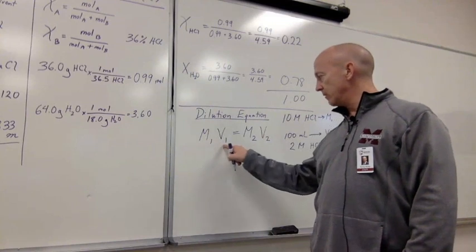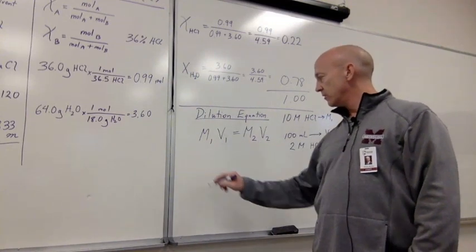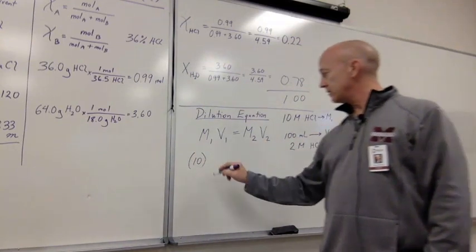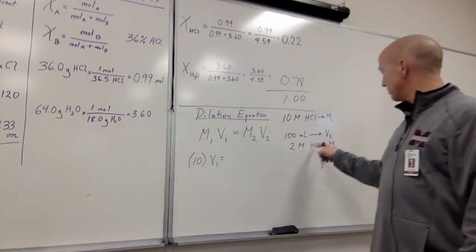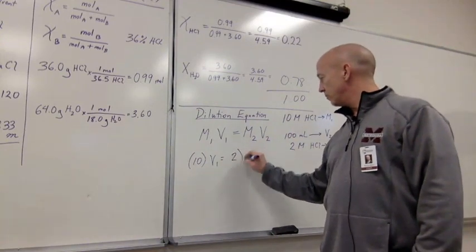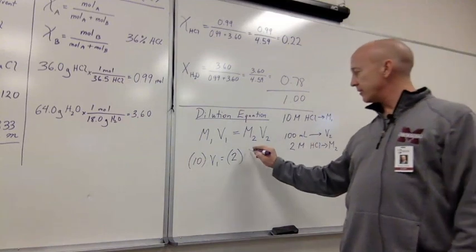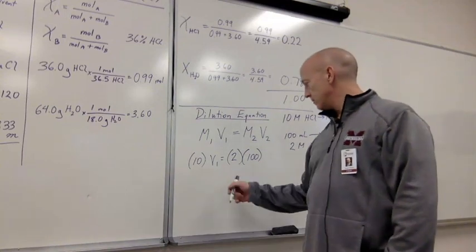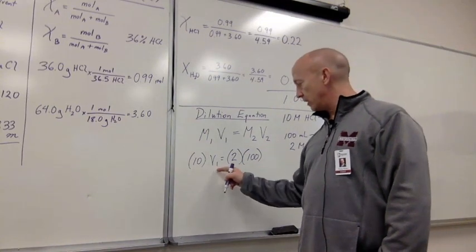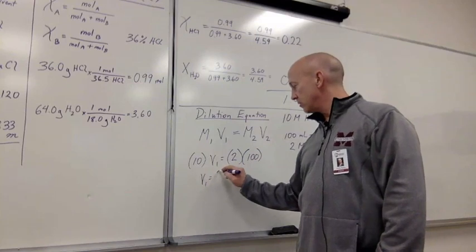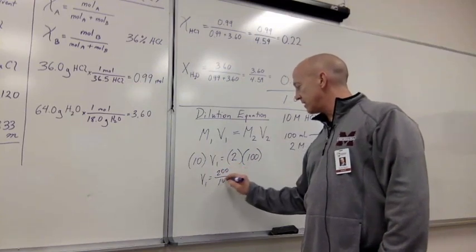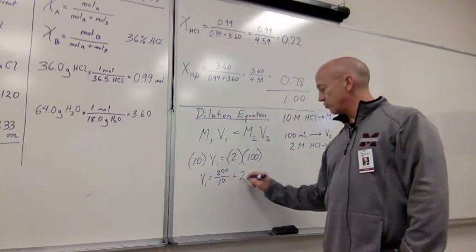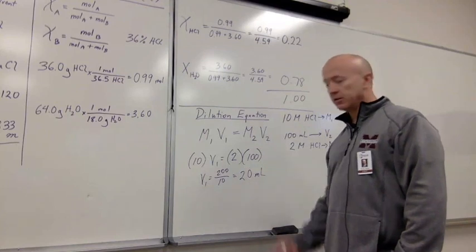So M1 times V1 equals M2 times V2. So 10 times V1 equals 2 times 100. So that's 200, right? V1 is equal to 200 divided by 10, or 20 milliliters.